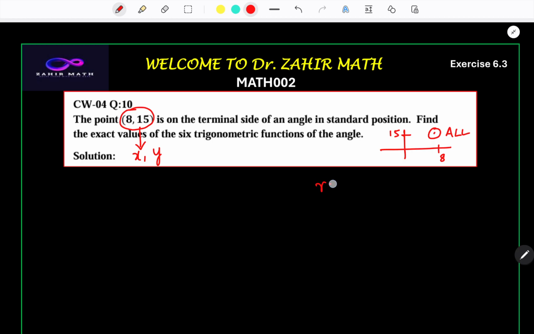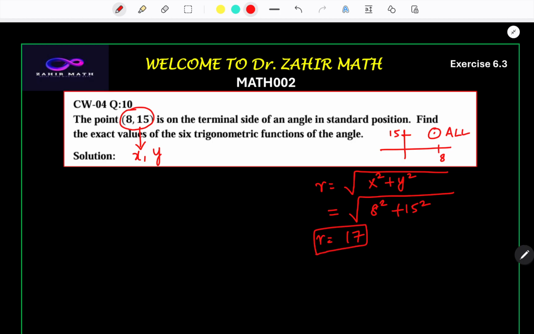So what is your r? R is equal to square root of x square plus y square, which is equal to square root of 8 square plus 15 square. I think I know the answer, but still I'll ask you to find it out. 8 square plus 15 square is 289. The square root of 289 is 17. You can put it directly in the calculator. The square root gives 17.